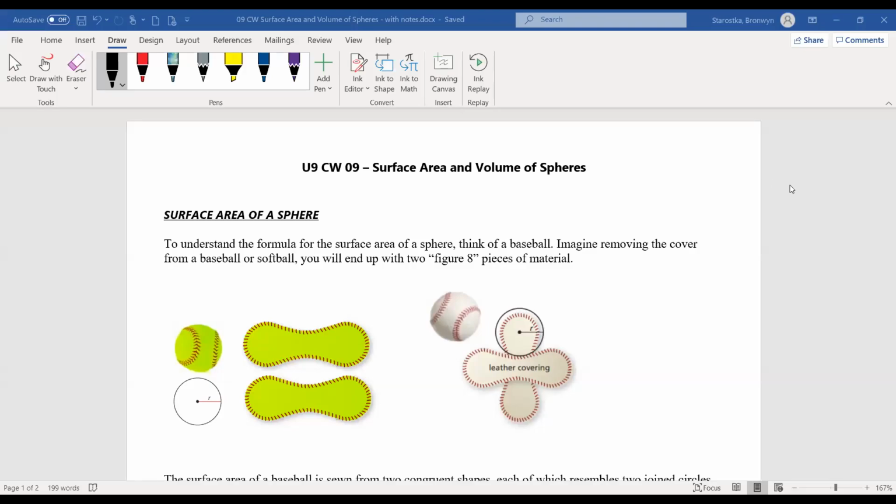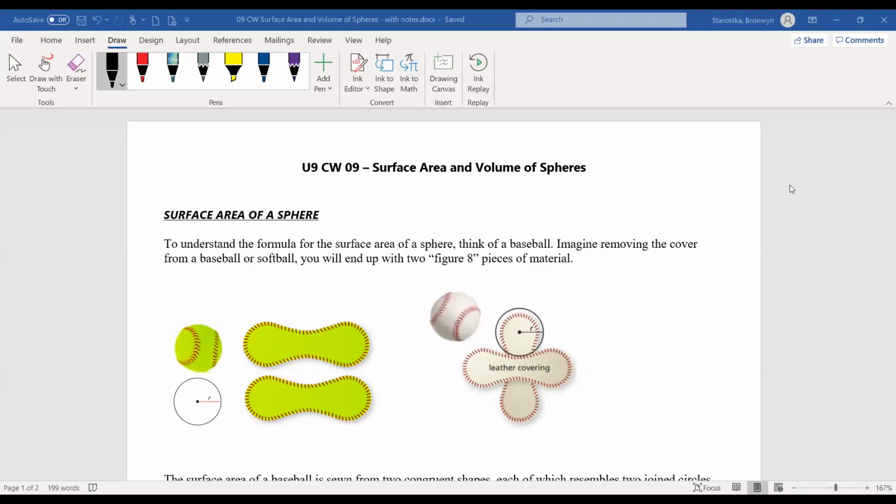Okay, here we go. Today is classwork 9, surface area and volume of spheres. So to understand the formula for the surface area of a sphere, meaning the area around the outside of a sphere, think about a baseball.